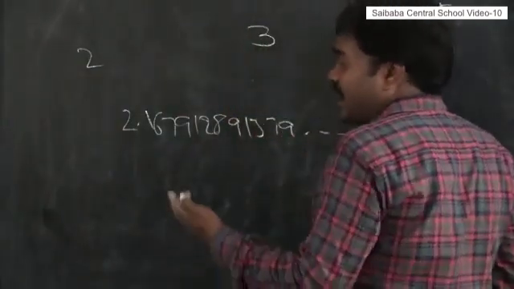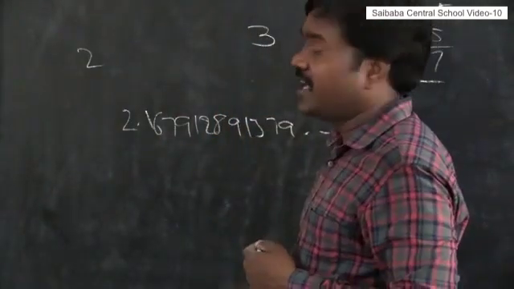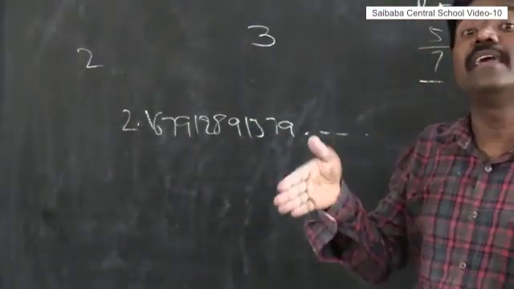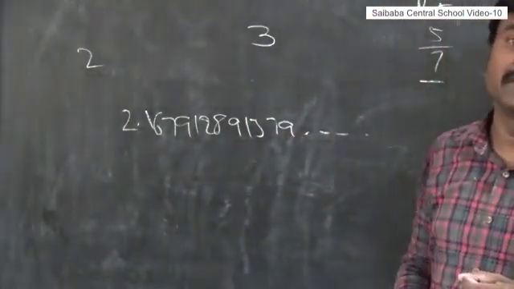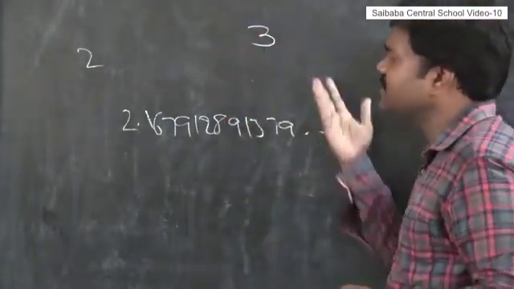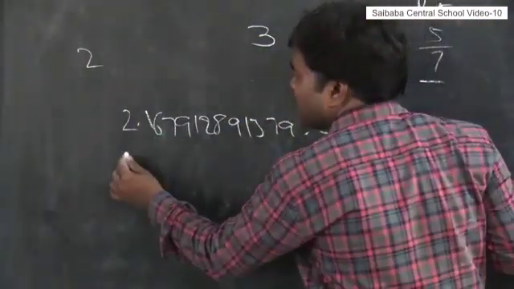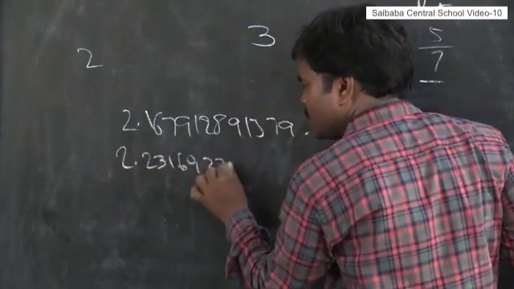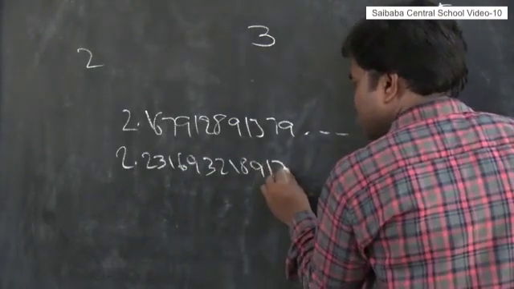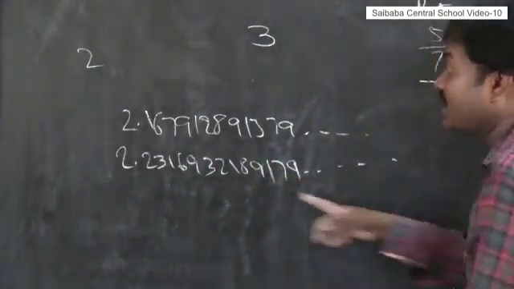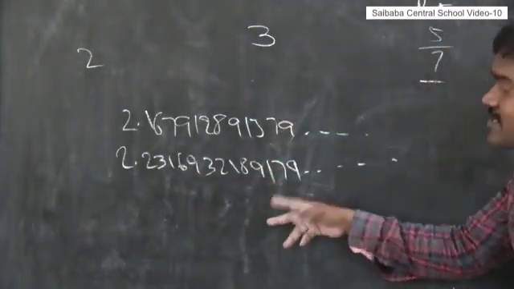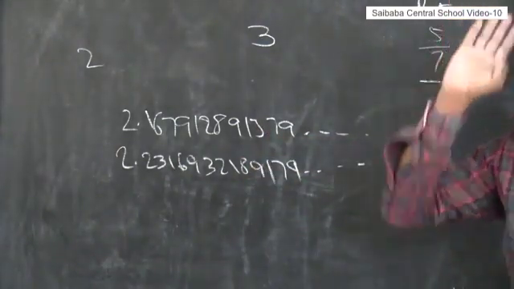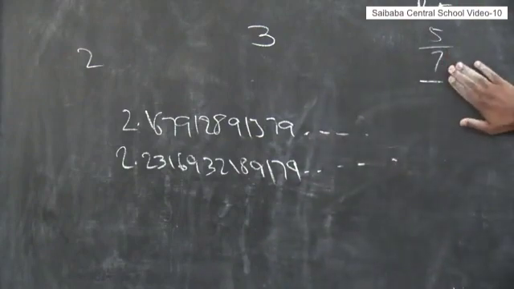Second one, anything you can write. Infinitely many rational numbers are there, infinitely many irrational numbers are there, and infinitely many real numbers in between two real numbers. By using this approach, you can write anything, like 2.231693218917, non-terminating, non-repeating. How many you want to write, that many.